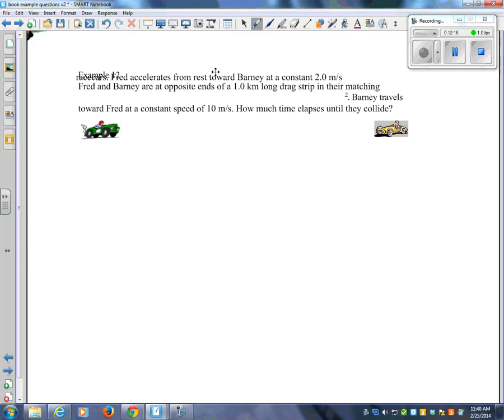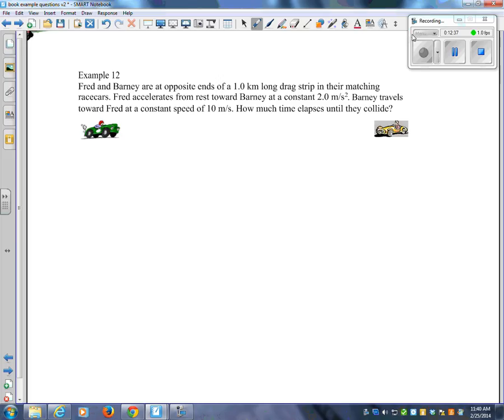Okay, so pay close attention here. Fred and Barney from the Flintstones are at opposite ends of a 1 kilometer long drag strip in their matching race cars. Fred accelerates from rest toward Barney at a constant 2. Barney travels toward Fred at a constant 10. How much time elapses until they collide?